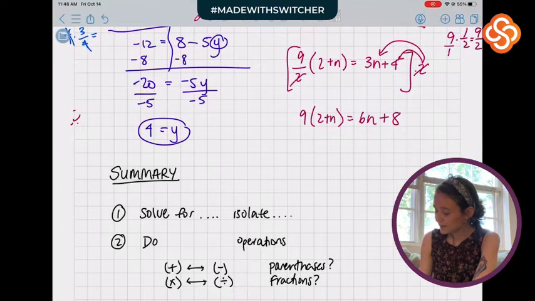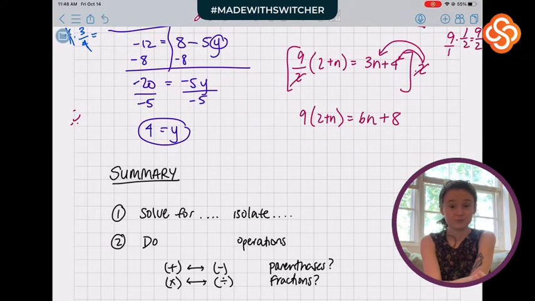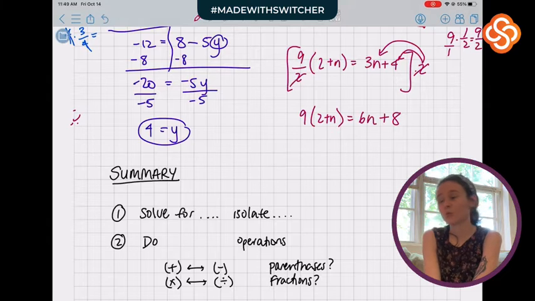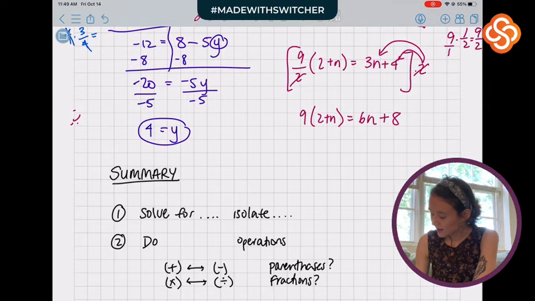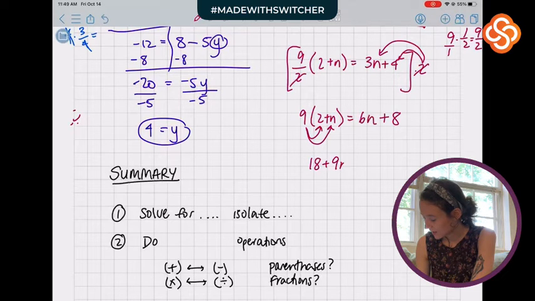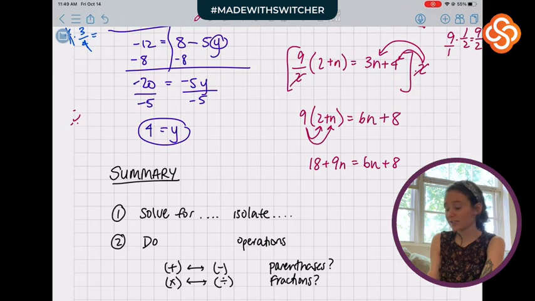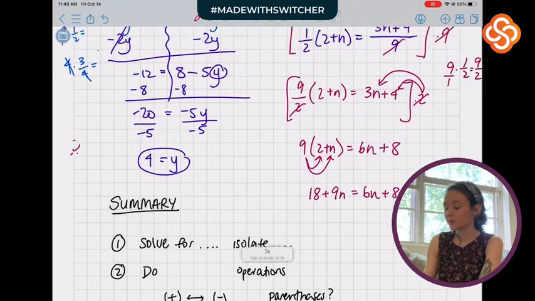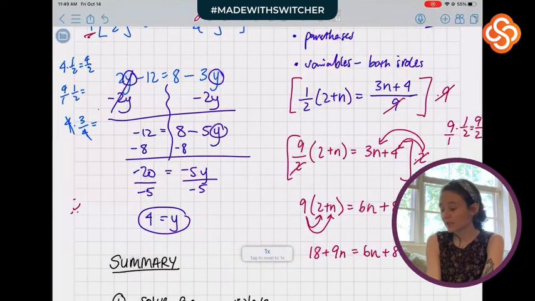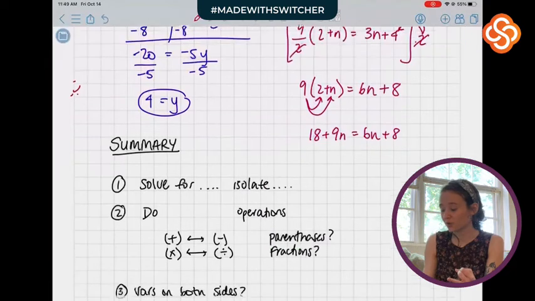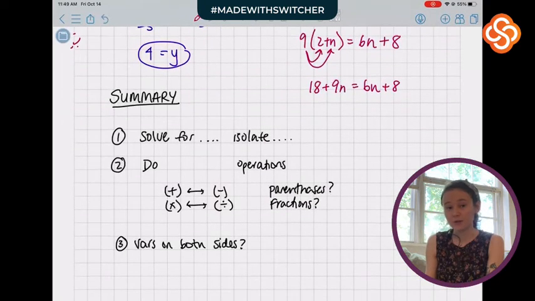Okay, I have parentheses. Now, what can I do? Different strategies. I can distribute or divide. For me, I want to distribute right now. I'm going to do 18 plus 9n equals 6n plus 8. Okay, I have variables on both sides. Obviously, I've been having variables on both sides, but the thing was, the variables were inside stuff. They were inside parentheses. They were inside fractions, so I couldn't touch them until now.